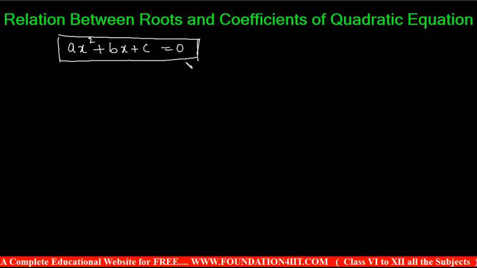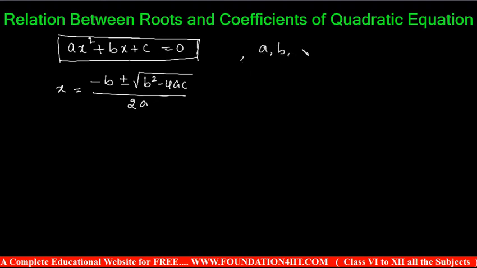As we discussed previously, we know the roots. The roots are x is equal to minus b plus or minus square root of b square minus 4ac, divided by 2a. Here a is the x square coefficient, b is the x coefficient and c is the constant. a, b, c belong to the real numbers and a is not equal to 0.